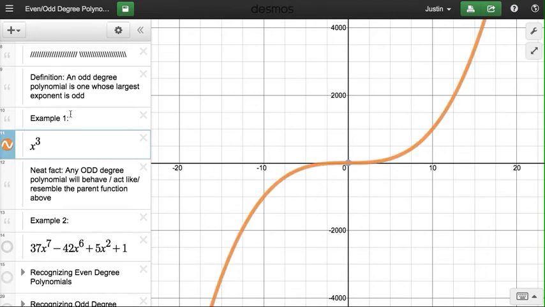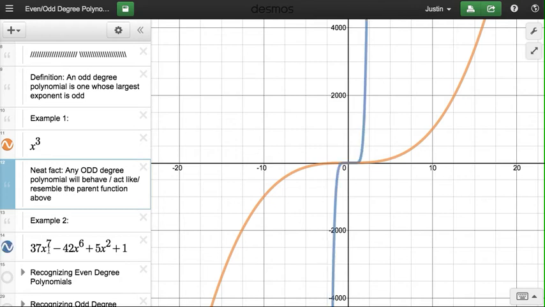There it is. And just like the even functions, or even degree polynomials, an odd degree polynomial is going to behave or act like or resemble this parent function. And again, what do I mean by that? Well, I mean exactly this. So notice that this example here ends up going in the same direction on the left side and on the right side as the parent function x cubed.